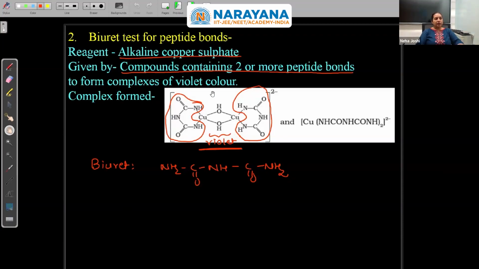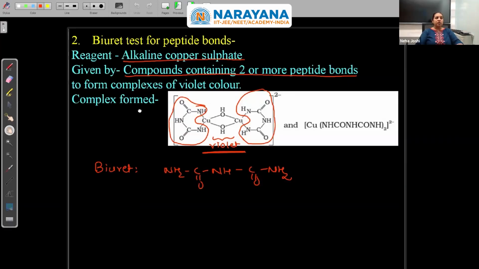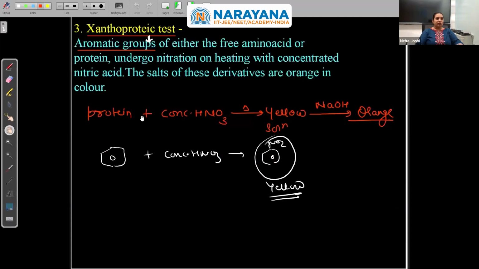See, this complex is a violet color. So appearance of that violet color confirms the biuret test. Xanthoproteic test is given only by aromatic groups, not by all. Either a free amino acid or a protein undergoes nitration on heating with concentrated nitric acid, and the salt of these derivatives is orange in color.